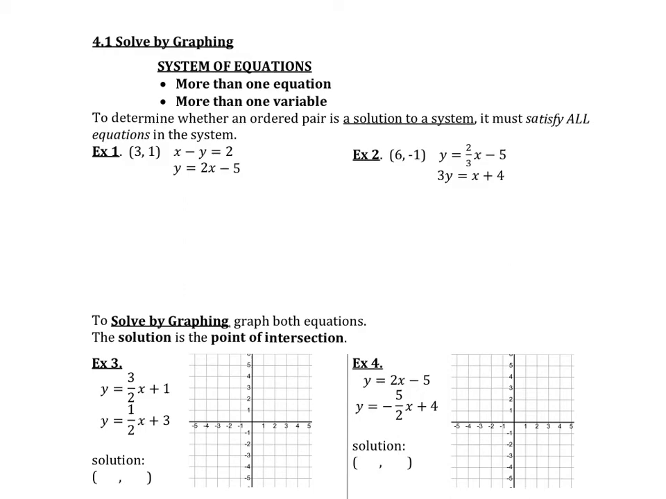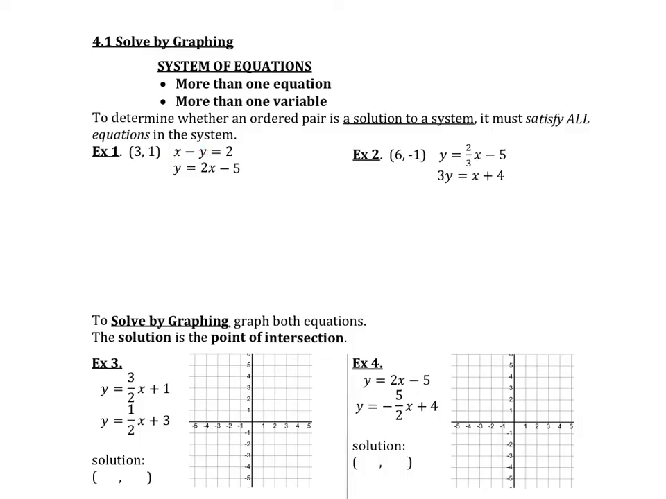Chapter 4 is on systems of equations. We just practiced some of them on Pear Deck. So the definition of a system of equations is there is more than one equation and there's more than one variable. So in the case of these ones here, there are two equations and there's two different variables. There's an x and a y.